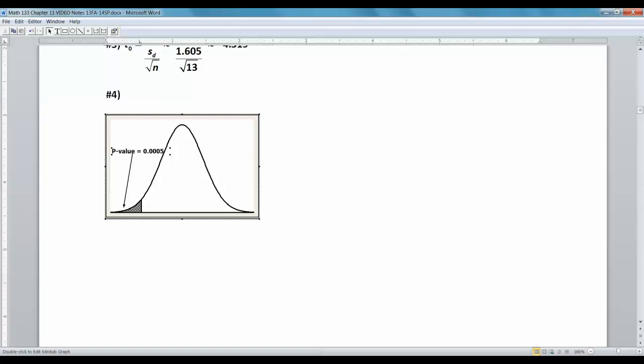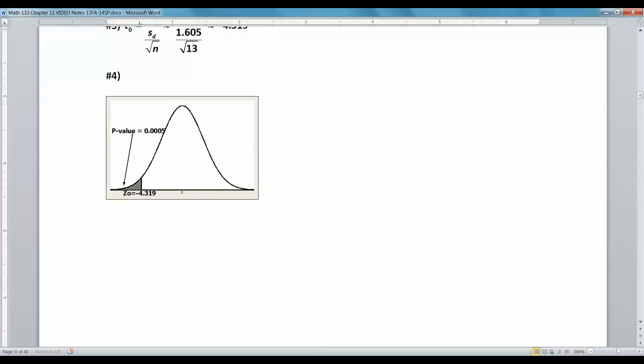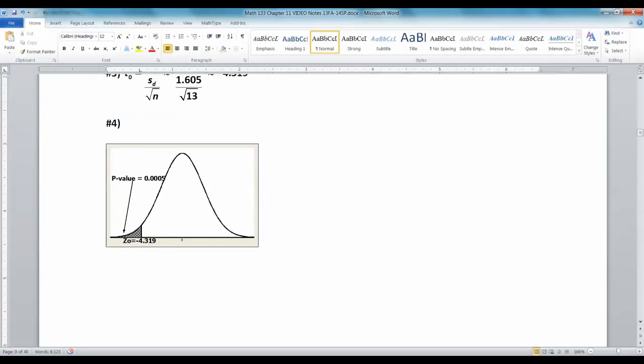Okay, then we also need to get this number down here labeled. So let me open up the program. I'll be right back. There we go. I got it labeled. So it's negative 4.319. That's that vertical bar right there. And then the p-value is the area, which is 0.0005. All right, so step 4 is now done.